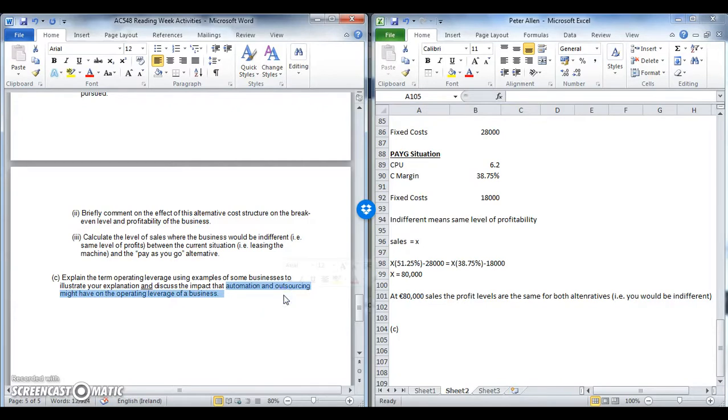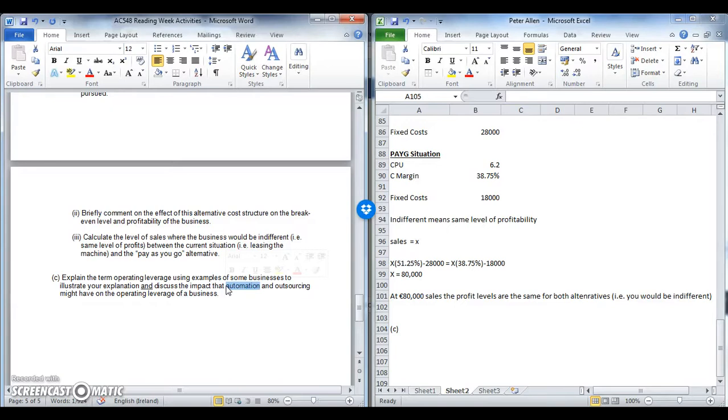So what I'm looking at here is to explain what operating leverage actually is, why it's important in a business, and give examples of types of businesses, be it manufacturing businesses, airlines, hotels, that have different types of operating leverage. So we would have covered this in class. And finally then discuss the impact of both automation and outsourcing in a business. So automation, we are switching from direct labor and very labor intensive to automated mechanization of manufacturing. That really will increase your fixed costs, therefore it will increase your operating leverage.